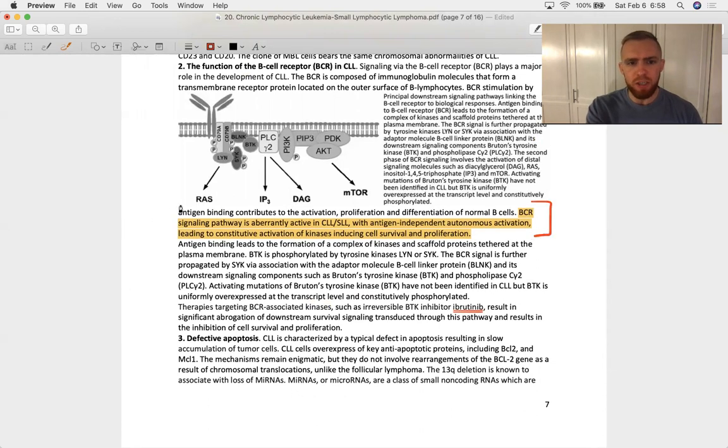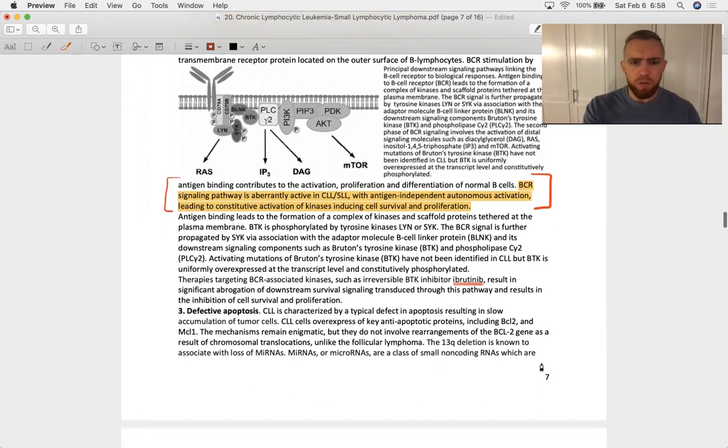B-cell receptor signaling. The B-cell receptor is overactive in CLL, SLL. So ibrutinib, a BTK inhibitor, Bruton tyrosine kinase inhibitor, is a therapy that is gaining traction against CLL. I just love whenever drugs are called for exactly what they are. Ibrutinib, inhibitor of Bruton's tyrosine kinase. Irreversible Bruton tyrosine kinase inhibitor. There you go. Ibrutinib. It's just magic. It's like, why can't everything be named like that?